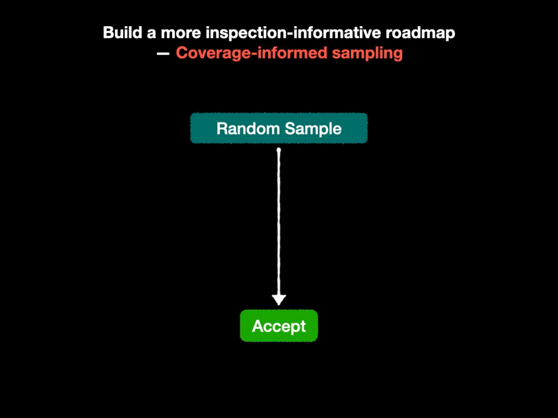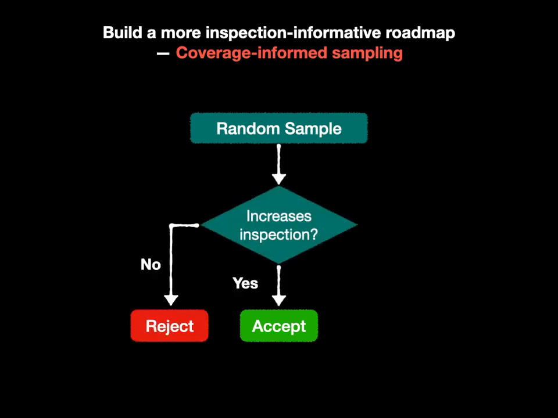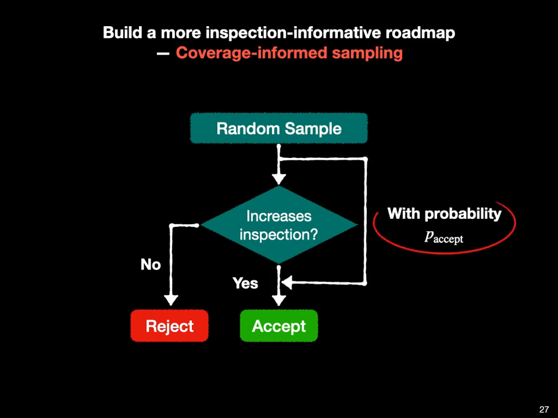To build a more inspection-informative roadmap, we use a simple yet effective method called coverage-informed sampling. In the original ARIS, any random sample is accepted, and we try to add it to the roadmap. With coverage-informed sampling, we check for a random sample if any previously uncovered point of interest is inspected from that configuration, and decide to accept or reject the sample accordingly. This check simply reduces the number of configurations needed to achieve a large overall inspection coverage. However, deciding if a sample is accepted purely on inspection contribution breaks the asymptotic optimality guarantee, so we always directly accept a random sample with some probability.